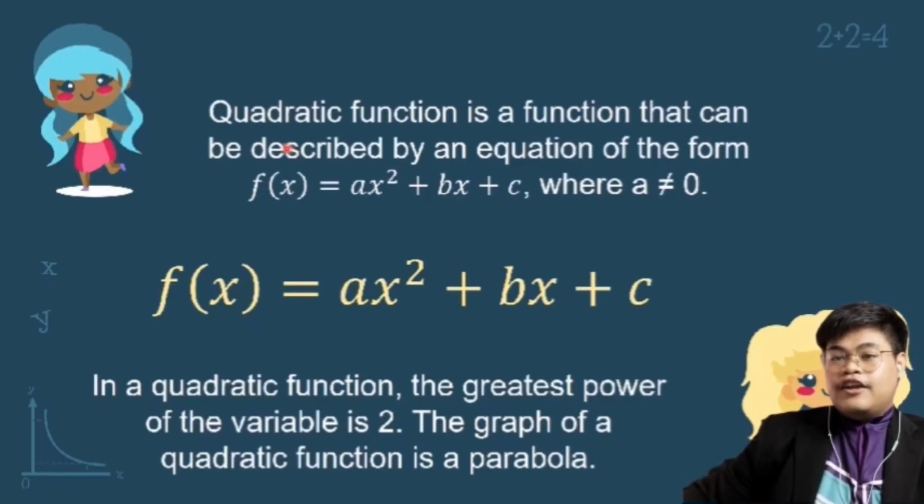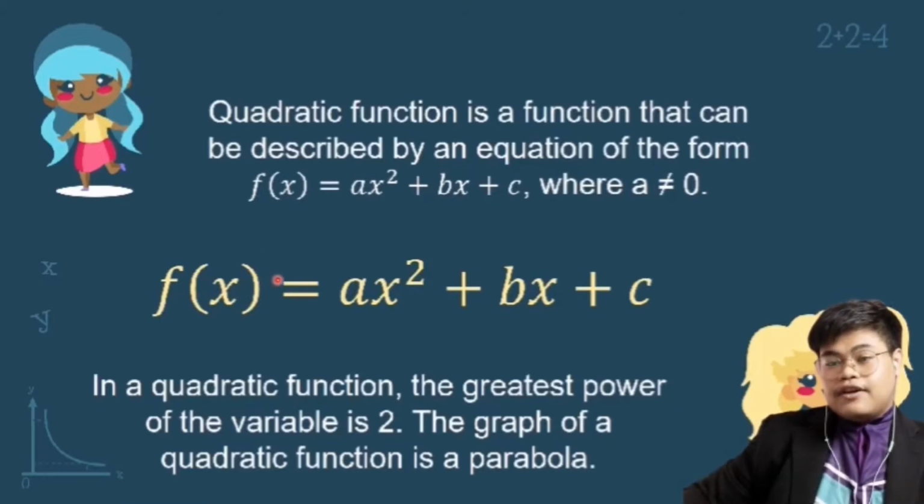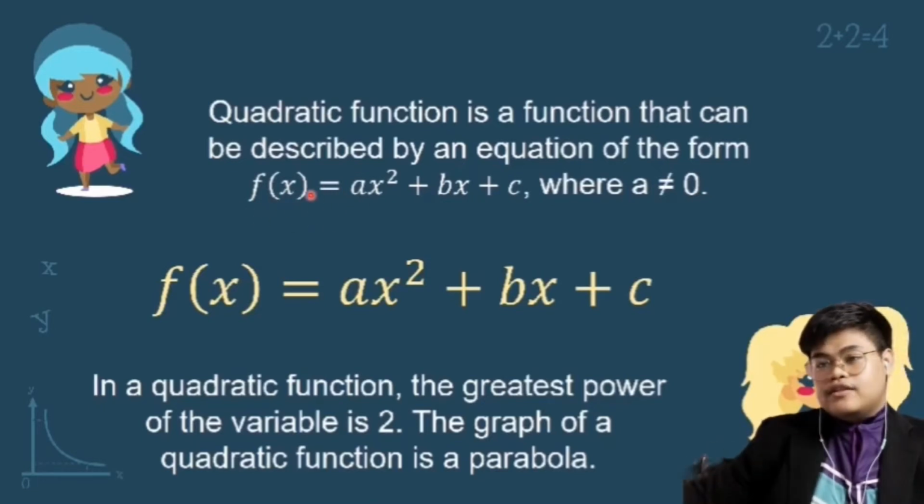So a must have a value such as 1, 2, or 3, -1 or -2. Okay, so this is a general form. You can say it's the general form of quadratic function. Okay, next, in the quadratic function, the greatest power of the variable is 2. So as you can see here, the greatest power is 2. It's not 1 or 3. If here is 1 or 3 or 4, it's not quadratic function.